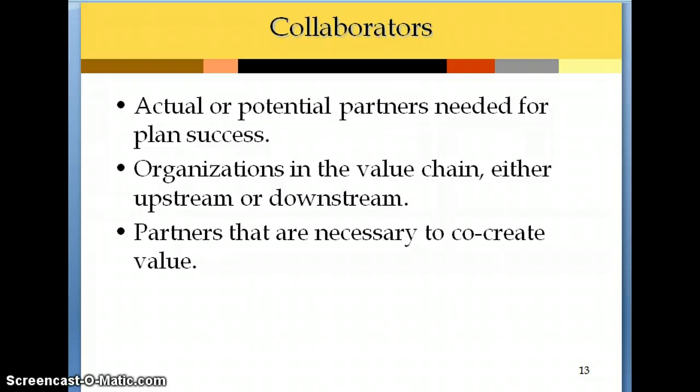Actual or potential partners needed for plan success are the actual collaborators to the marketing plan, organizations in the value chain, either upstream or downstream, if we talk about the supply chain, right? So upstream are all the suppliers of raw materials, and downstream are the people who are responsible for marketing the products through the different channels. Other types of collaborators are partners that are necessary to co-create value.